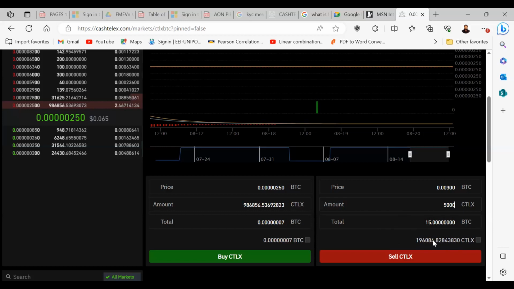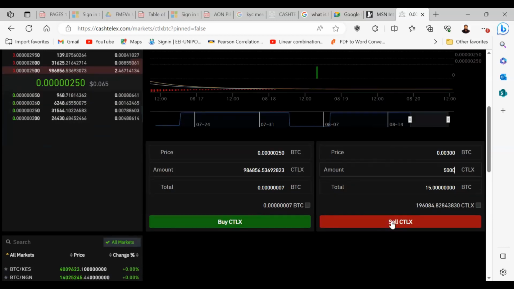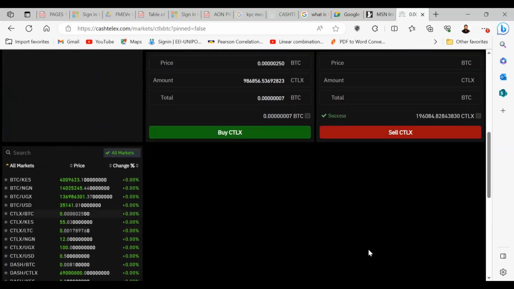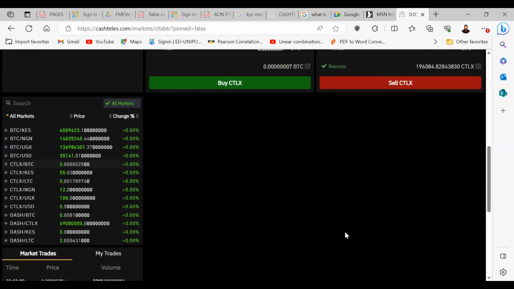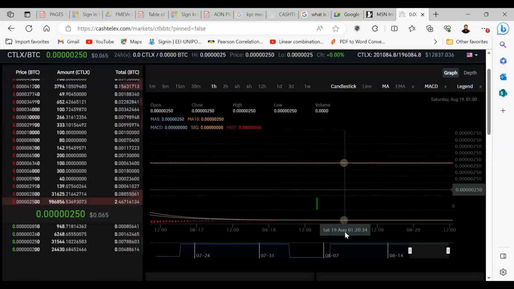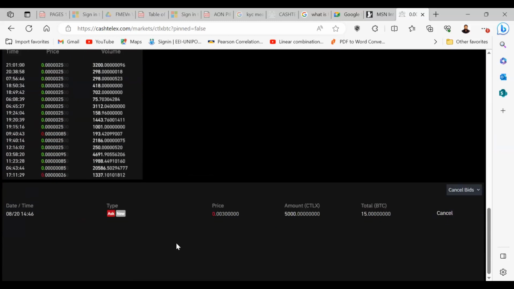It's going to give me my balance, the actual total number of CTLX that I have in my account. So I'll click on sell. You will notice that you hear a sound because I activated my sound alert on the exchange. It has prompted me that an order has been made for me to sell. When you go down your page, can you all see my screen? It has shown me the details of my order.